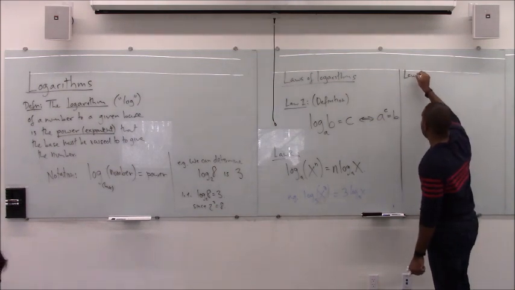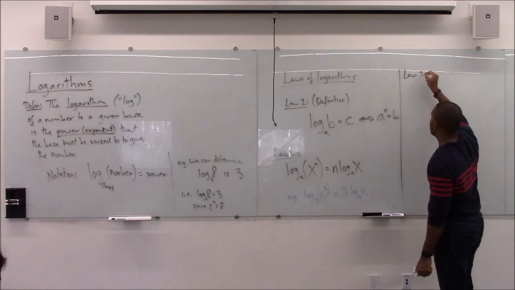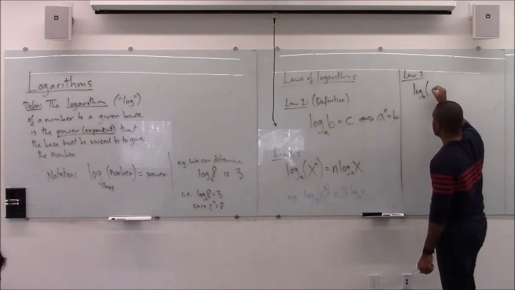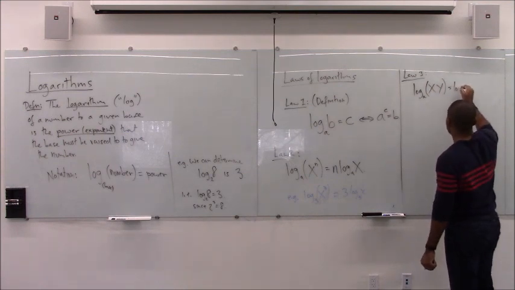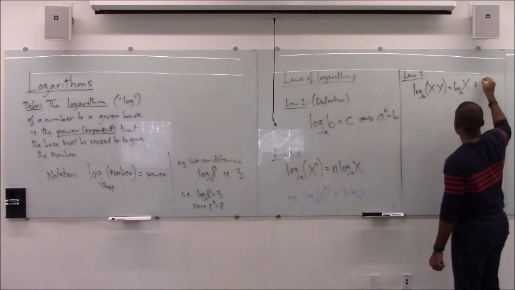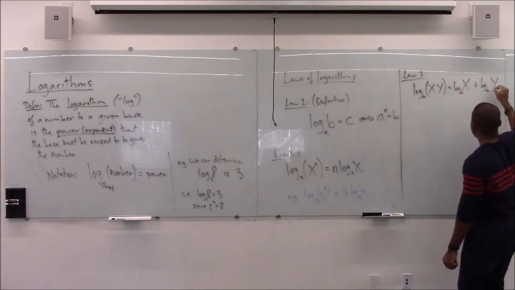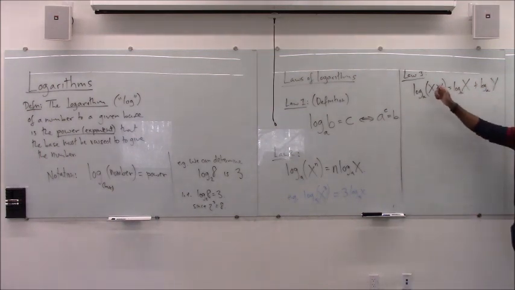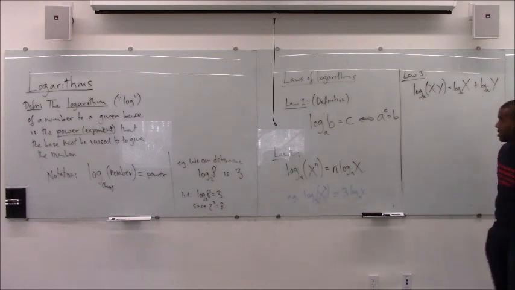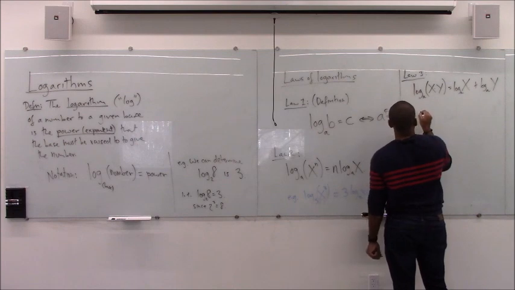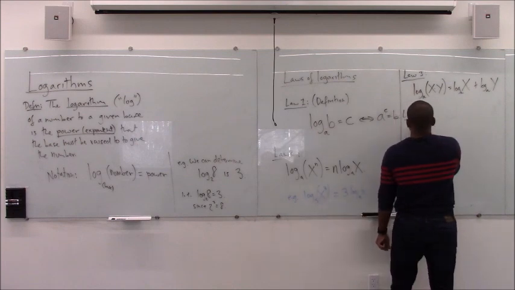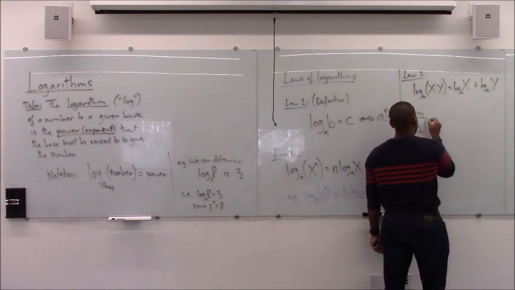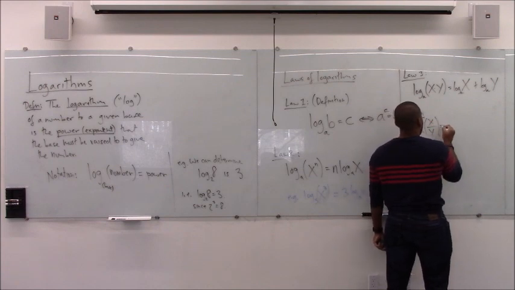Another way logs make your life easier, law 3. Logs turn products into sums. So if I have a log of a product, x times y, it turns out that this is the log of x plus the log of y. So it will go from multiplication to addition, right? Adding two things and then multiplying two things. They turn divisions into subtractions.